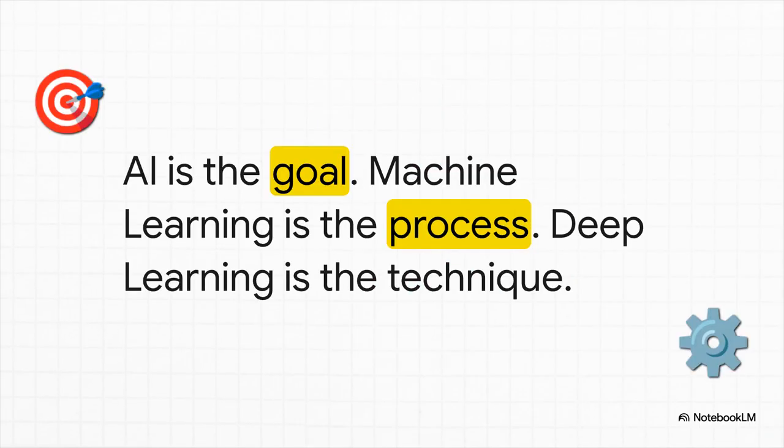And just a super quick refresher from last time, remember our simple breakdown. Artificial intelligence, that's the big goal. Machine learning is the process we use to get there. And deep learning, that's one of the most powerful techniques we've got.